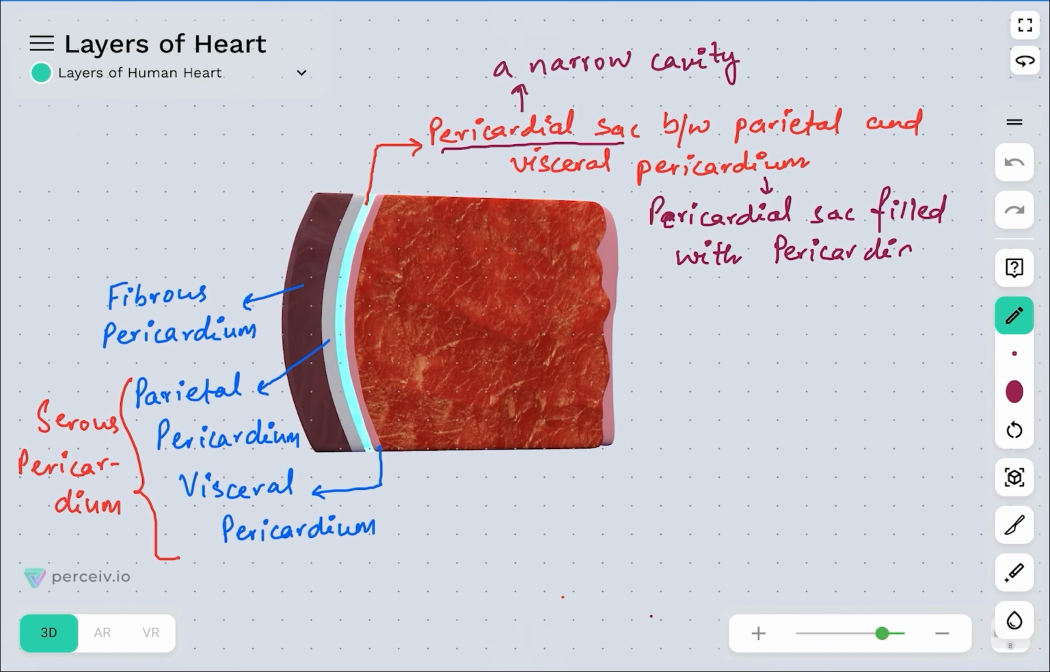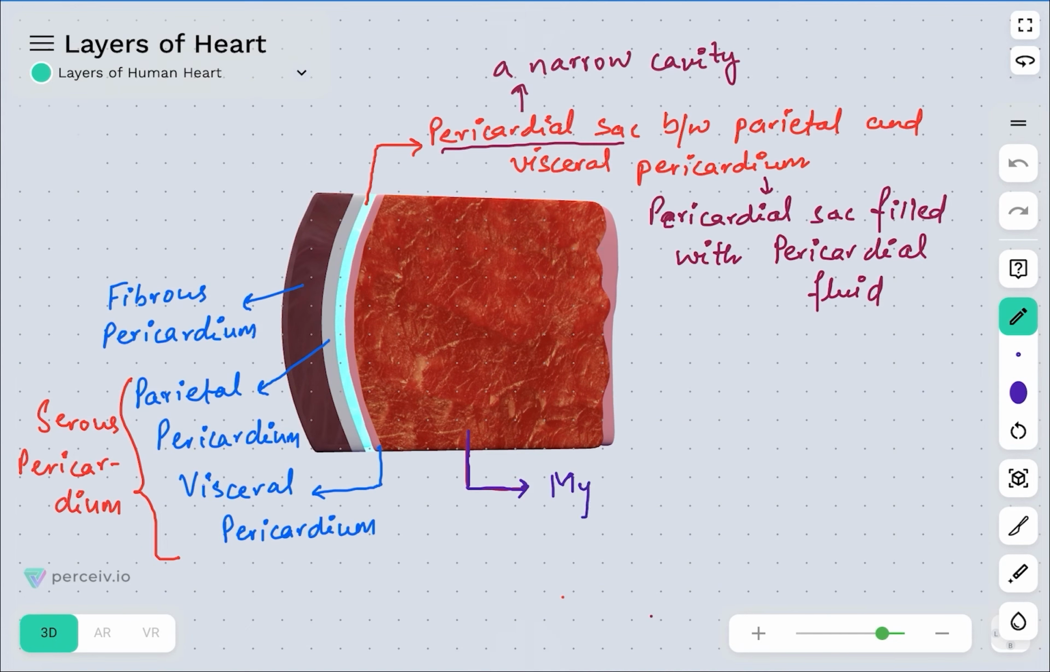Pericardial fluid. And the importance of this fluid is that it is basically responsible for reducing the friction during heartbeat, and it also protects the heart from any kind of mechanical injuries or from any kind of mechanical shock. So this reduces the friction and protects it also. This is the cavity which is present between the parietal pericardium and the visceral pericardium. Now, this layer which you can see is the myocardium.